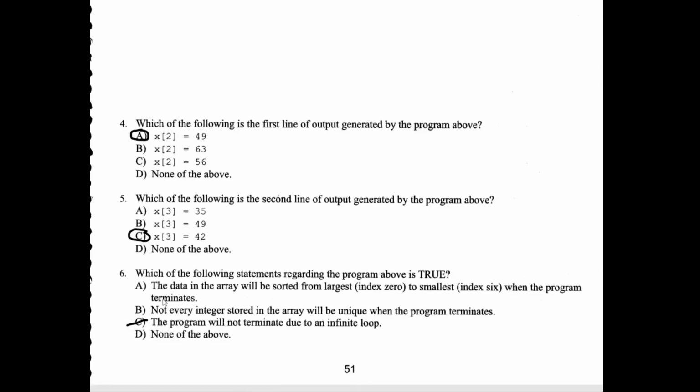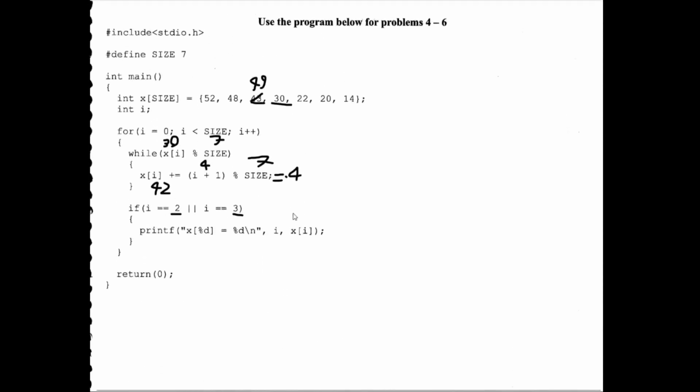Now, it's also asking us about if the array will be sorted from largest to smallest, and if the integers stored in the array will be unique when the program terminates. Unfortunately for this problem, I did not find a better solution than to just go through some of the indexes and see if you can find a case where you can prove this to either be true or false. So we can go through the first two elements. Again, 30 becomes 42. So we have 52 modulus 7.